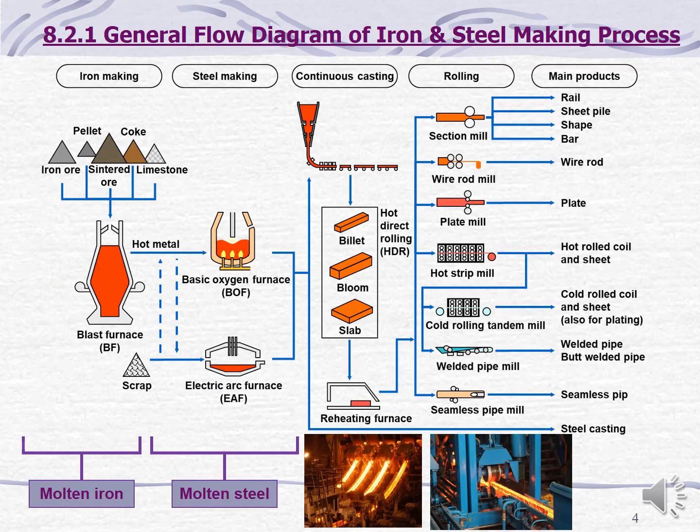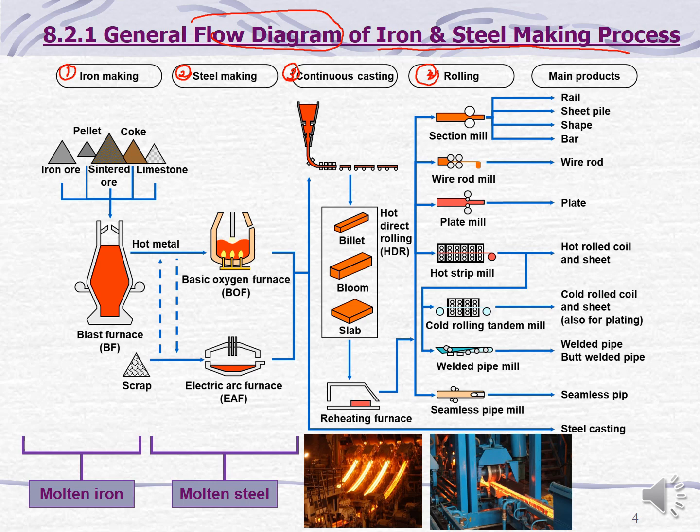Okay, this is the general flow diagram of iron and steel making process. There are a few processes here. The first one is the iron making process. The second one is the steel making process, then followed by the continuous casting process, and then followed by the rolling process.